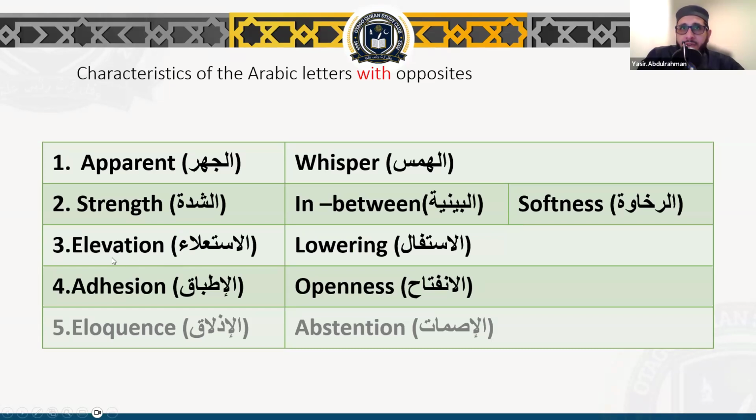Then we have the characteristic of elevation, isti'la, and the opposite for it is lowering, al-istifal. And you have the characteristic of adhesion, al-itbaq, and the opposite for it is openness, al-infitah. And then you have al-idlaq and al-ismat, eloquence and abstention. But as I said, we're not going to touch much on this one because it doesn't have any implications on the pronunciation. It's more into linguistics, right? You can tell if the word has Arabic roots or not based on this characteristic, but in the way you read the letters and do the tajweed, it doesn't have any implications.